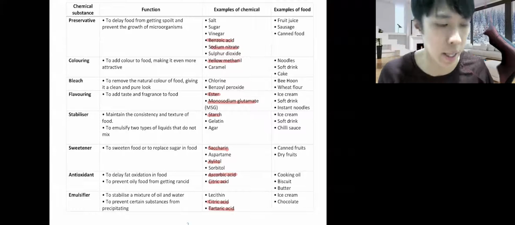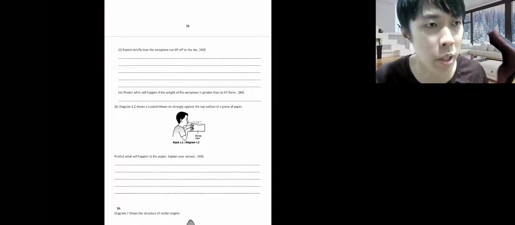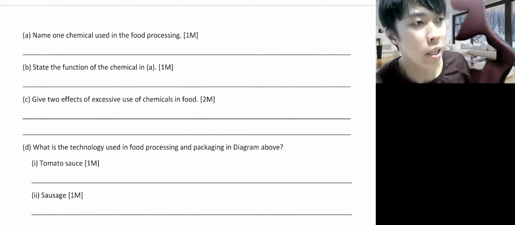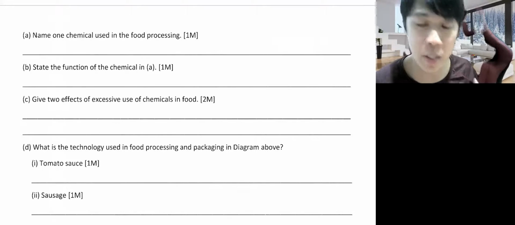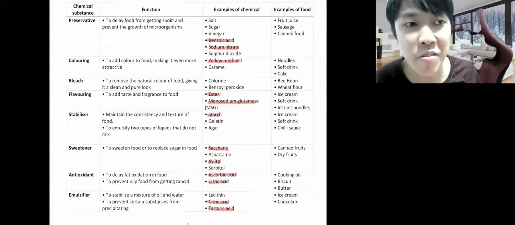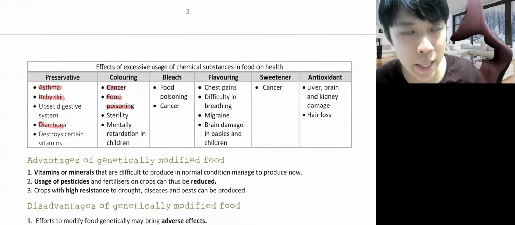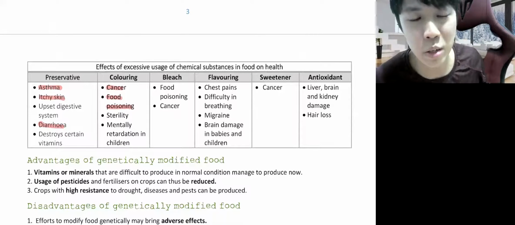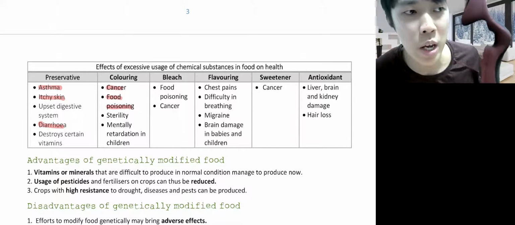Okay, next one. Give 2 effects of excessive use of chemicals. Now all these chemicals are actually not good. Excessive use means the effect on the body. We actually had it here. It's a very small part, but a lot of times we ignore this part. So these are the effects. If you're thinking there are so many, you memorize the few that I highlight with you.